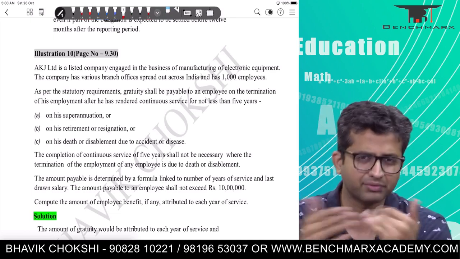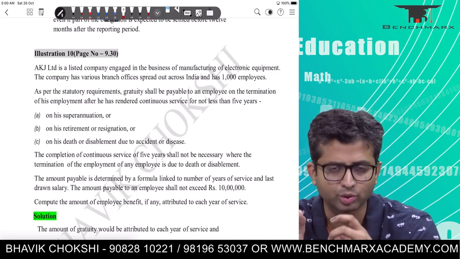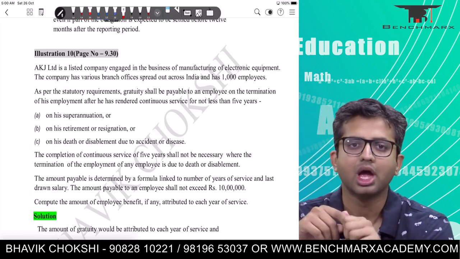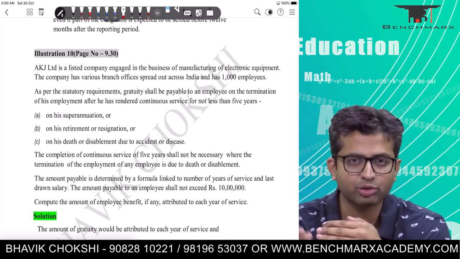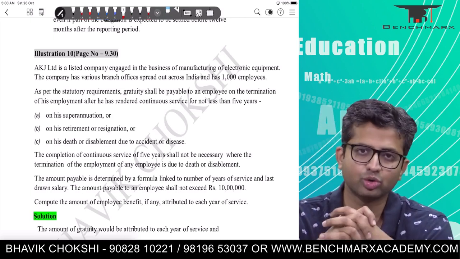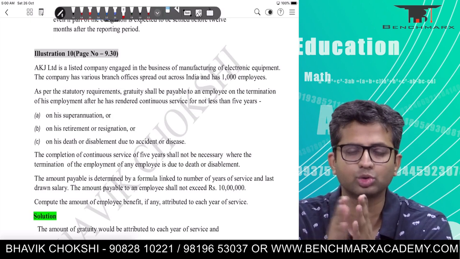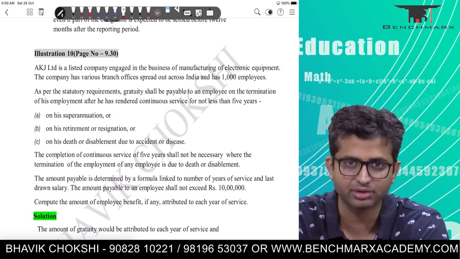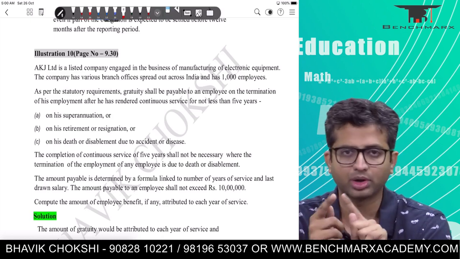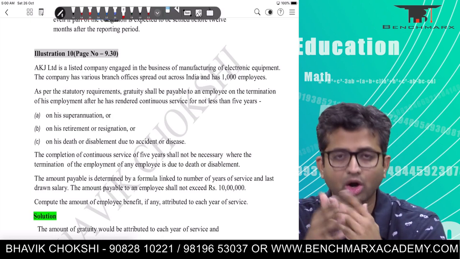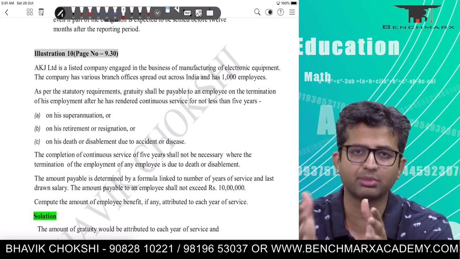You will do, let's say, 15 by 26, or roughly speaking 1 by 2 into the last drawn salary. You will estimate the last drawn salary and into 1. So that will give you entitlement for each and every year. So for which employee should you do this calculation? Well, you should do this for only those employees which you are expecting to continue beyond 5 years, or those employees which are expected as a percentage to die or to be permanently disabled within 5 years.